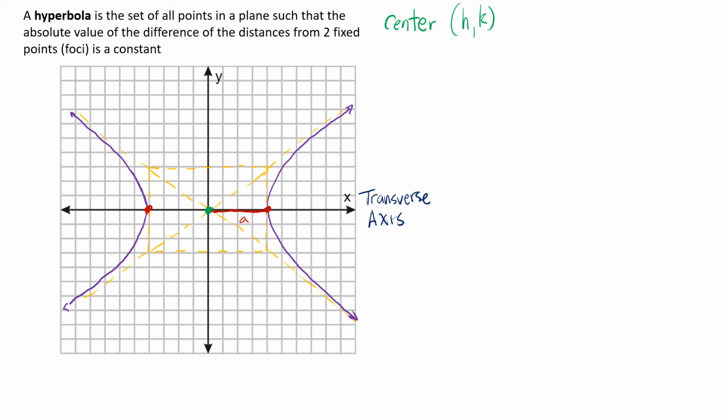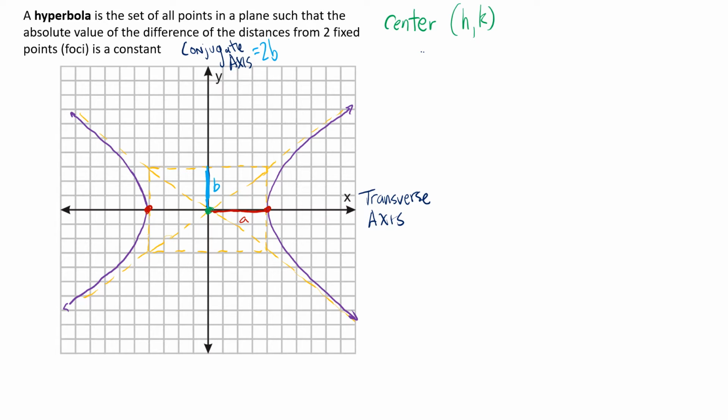The foci we haven't drawn yet, but they're going to be on this axis. In this case it's the horizontal axis, but it's not always. The other axis, the one that's not the transverse axis, is called the conjugate axis. I drew it up there, but really it's this. I actually need to draw this for something, so I'll draw it right now. This distance right here, that's b. So 2b is the length of the conjugate axis.